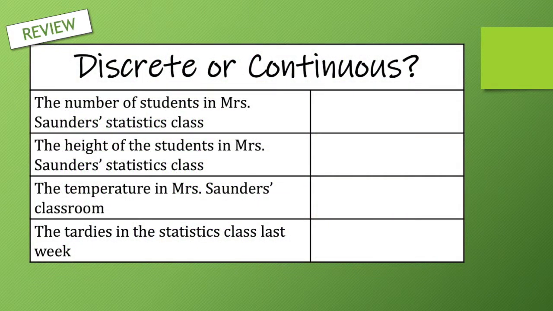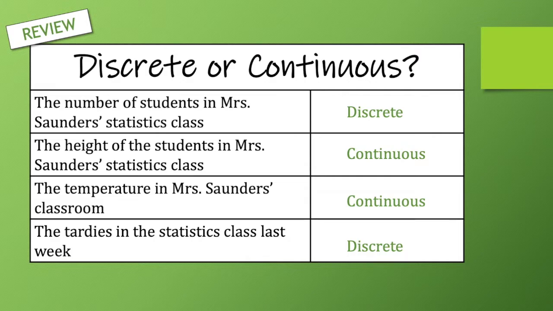Let's practice that just a little bit. So are these discrete variables or continuous variables? The number of students in Mrs. Saunders' statistics class. That's something we can count, so it's discrete. What about the height of the students in Mrs. Saunders' statistics class? Well, height is something that's measured, so that's a continuous variable. The temperature in Mrs. Saunders' classroom? Well, that's also measurable, that's continuous. And what about the number of tardies in each statistics class? That's definitely countable, and that's discrete.